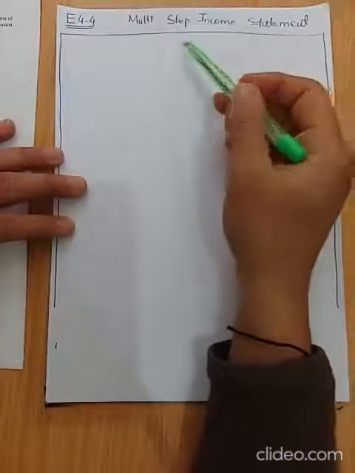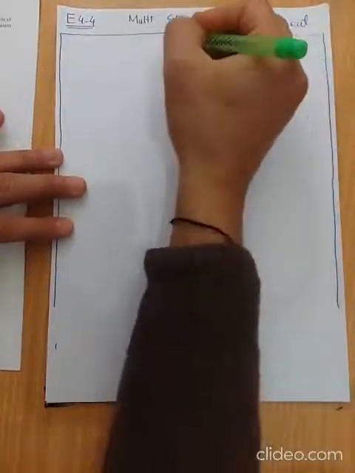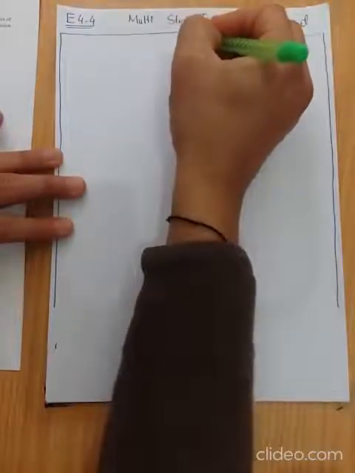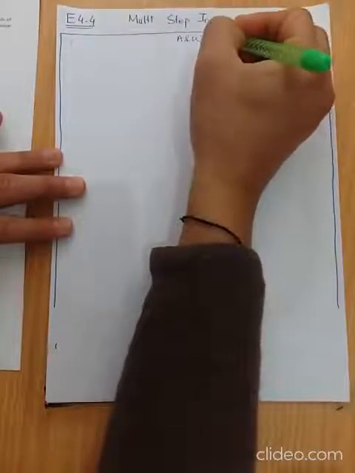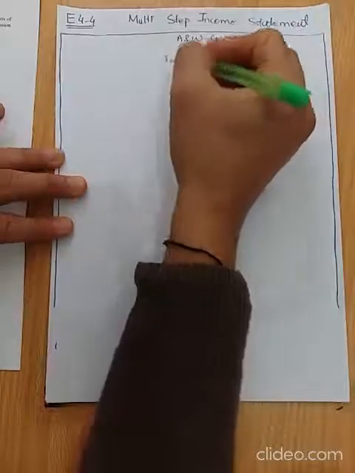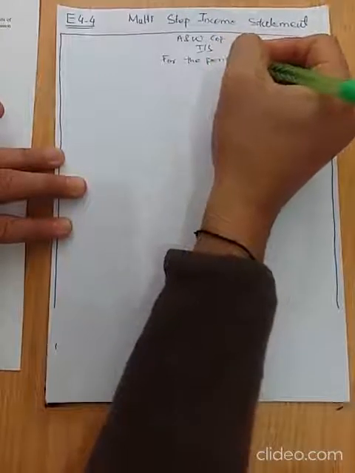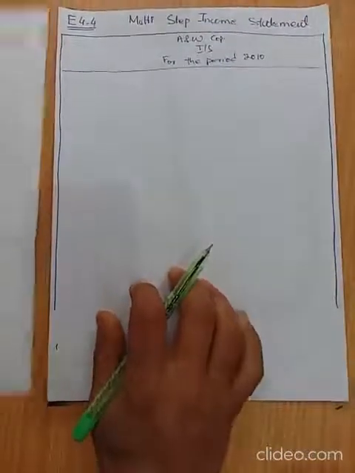Okay. Now let's prepare the multi-step income statement here. You do know that we write the name of the company here. So we have Allen and White as the name of the company. We are preparing the income statement for the period 2010, or you can say for the year 2010 actually.